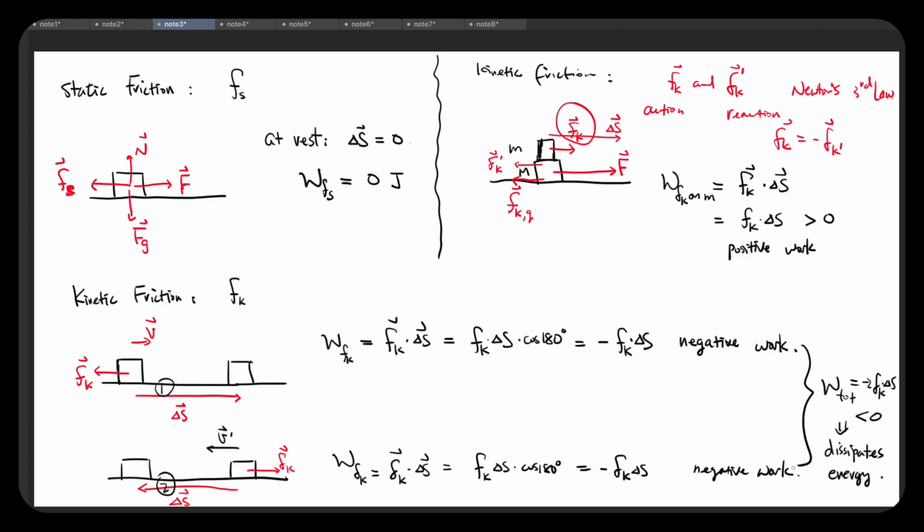And that's also the result that defines this work as non-conservative work. The force is a non-conservative force, and that will be the subject for the next video.